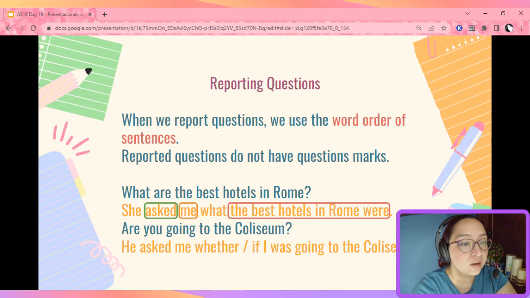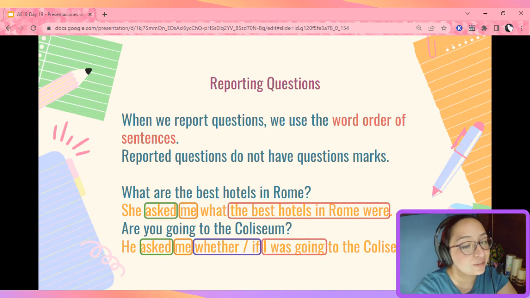Okay. Are you going to the Colosseum? He asked me whether if I was going to the Colosseum. Once again, I use the reporting verb ask, indirect object, me. I have to use if or whether. The two options are okay. And then, of course, I use the order of a sentence: I was going to the Colosseum.